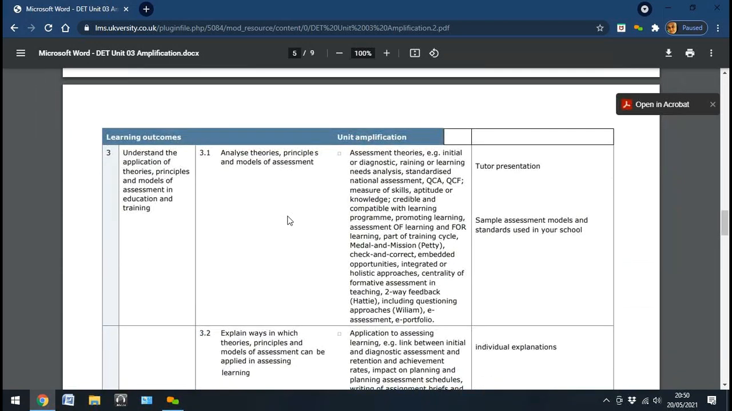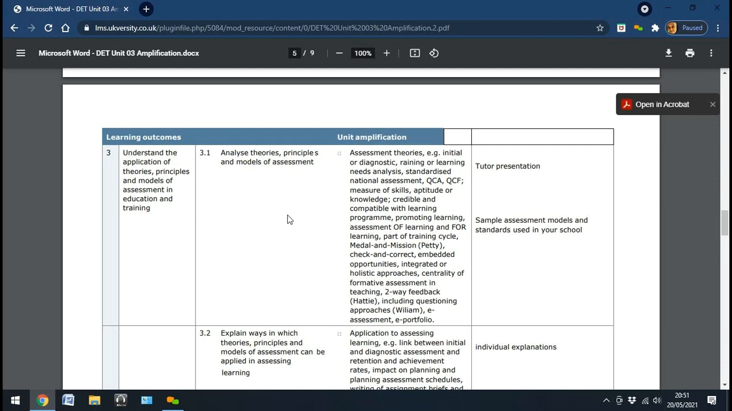3.1 is understand the application of theories, principles and models of assessment in education and training. So it's the same process all the way through each of the learning objectives in this unit, apart from 5, which I'll cover in a minute.